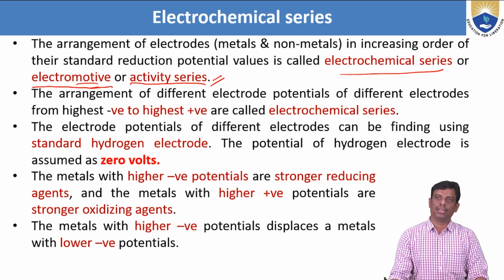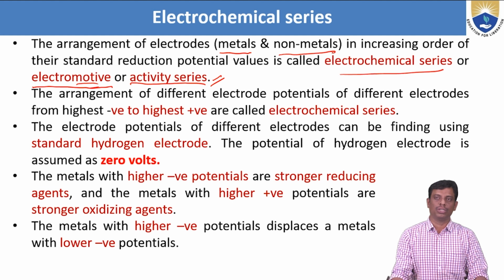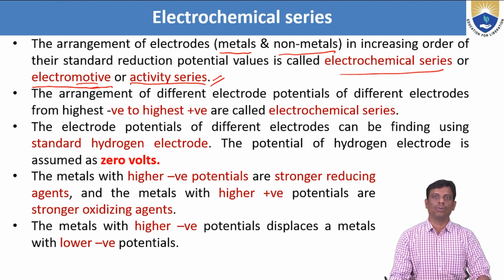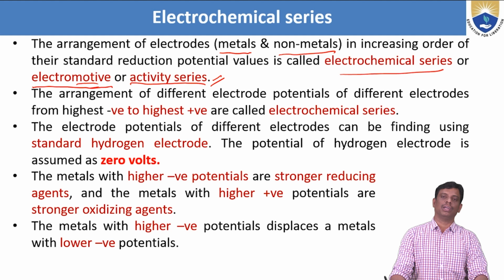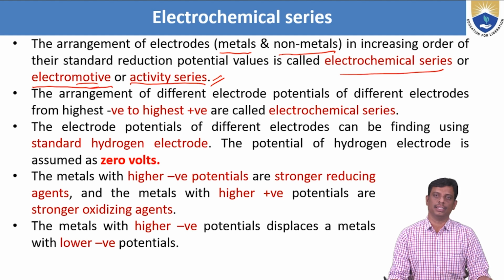We know that each and every metal or non-metal has some specific potential. They generate specific potentials at standard conditions. When we measure the potentials of these metals and non-metals at standard conditions, we arrange them in increasing order of the standard reduction potential values. That is called the electrochemical series.